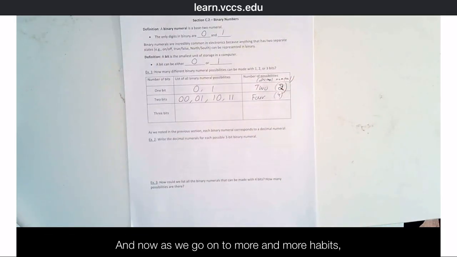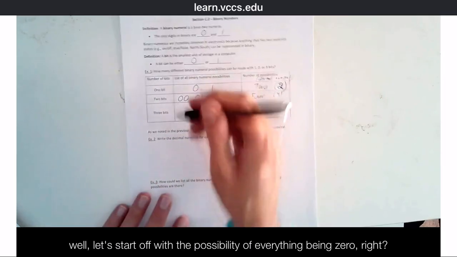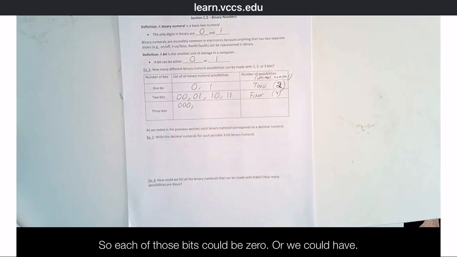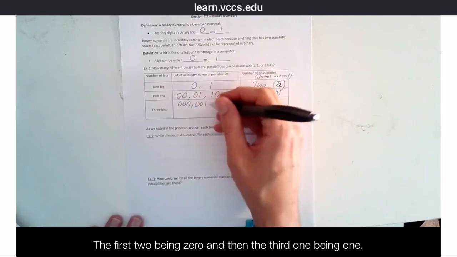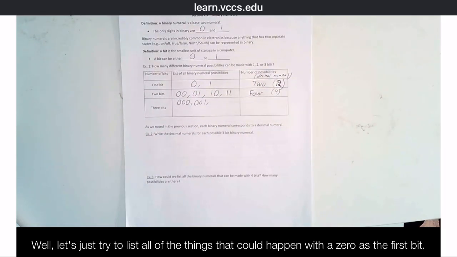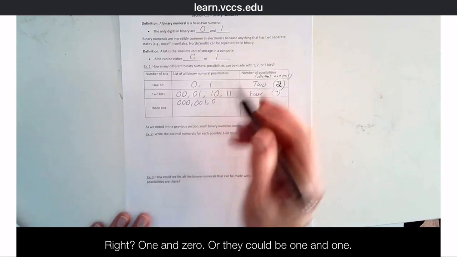And now as we go on to more and more bits, we're going to see more and more complexity here, because if we're trying to think about all the things we can do with 3 bits, well, let's start off with the possibility of everything being 0, right? So each of those bits could be 0, or we could have the first 2 being 0 and then the third one being 1. Well, let's just try to list all the things that could happen with a 0 as the first bit. Again, note the second and the third bits could be just like they were before, right? 1 and 0, or they could be 1 and 1.